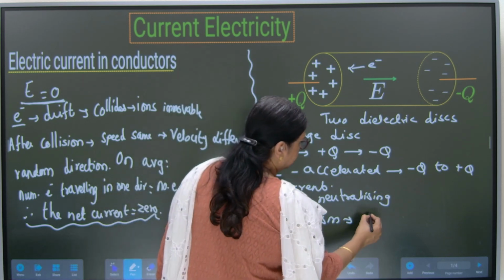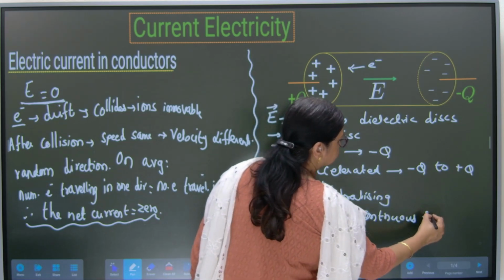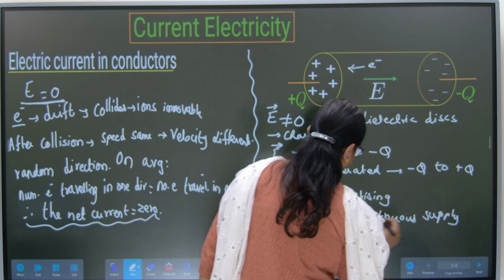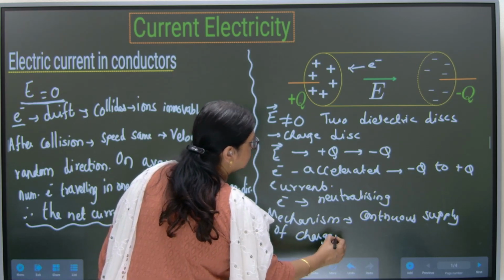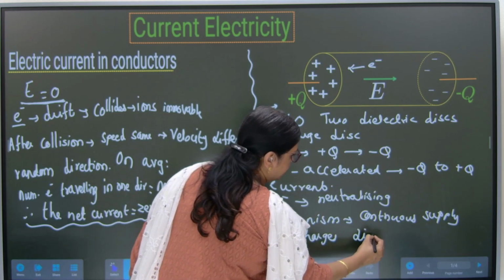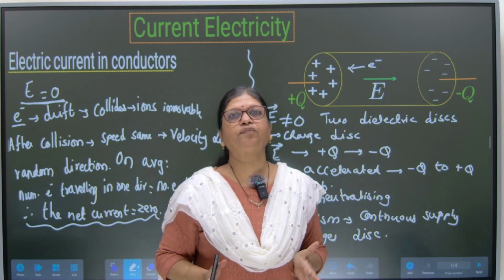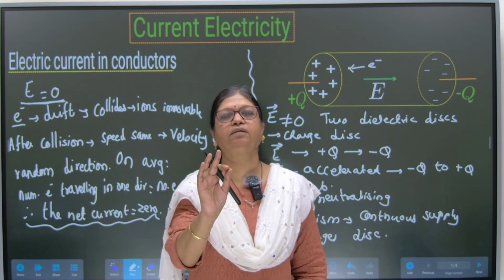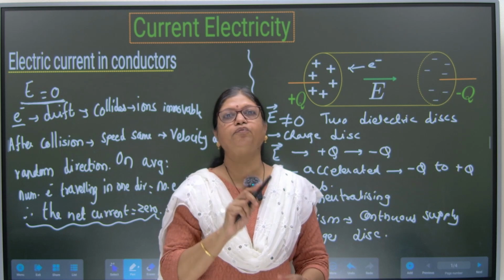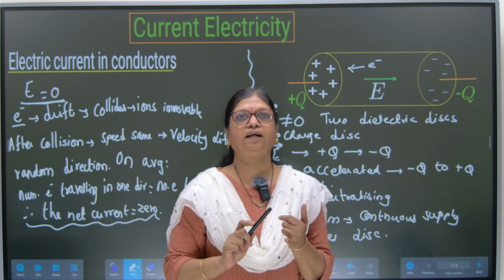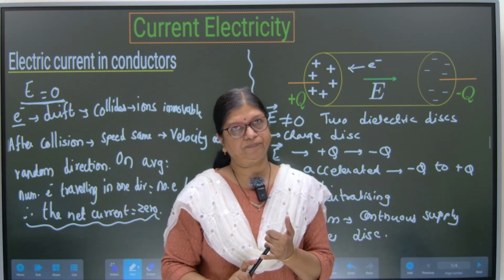Fine. So there should be a mechanism for continuous supply of charges on the discs or the plates which we have attached at the two ends or surfaces of a cylindrical conductor. So in this way, there will be a continuous flow of charges in the conductor such that we get a continuous current.